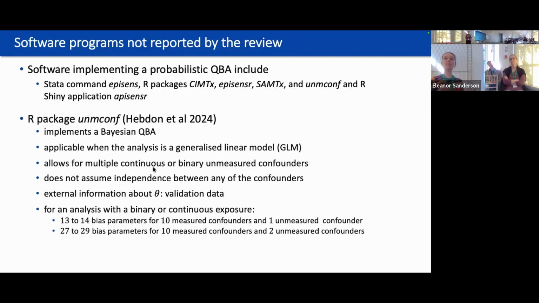Now, I have to say, in the examples given by the authors of Unconf, they used validation data. And I think that's what they were thinking, that their command would be used in combination with validation data. And so if you're lucky enough to have validation data where they've measured the unmeasured confounders and the same variables as you in your study, then that would make this a lot easier to apply.